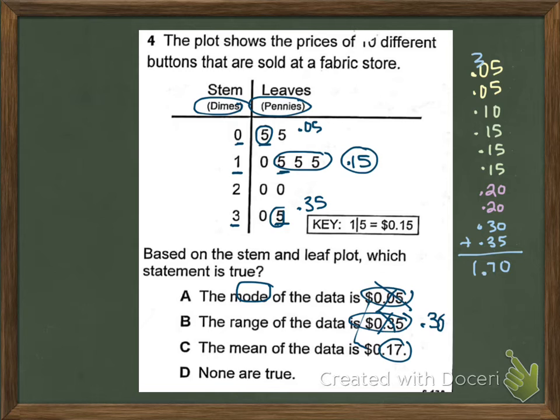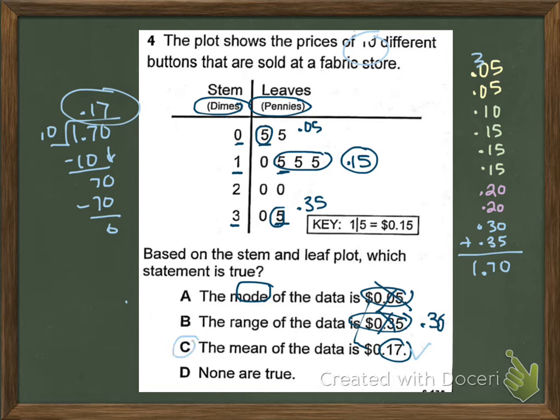So $1.70. Okay, and then it tells us that there are 10 numbers here. So $1.70 divided by 10. Bring your decimal straight up. 10 goes into 17 one time with 7 left over. 10 goes into 70 seven times with 0 left over. So the mean is 17 cents. So that is true.